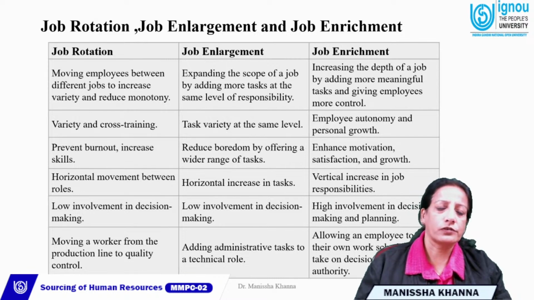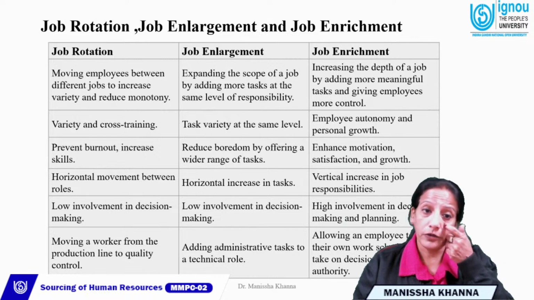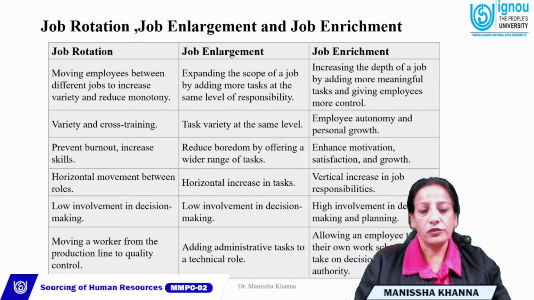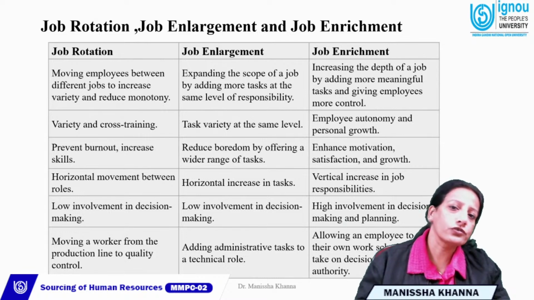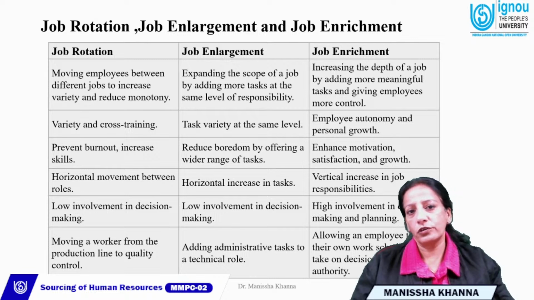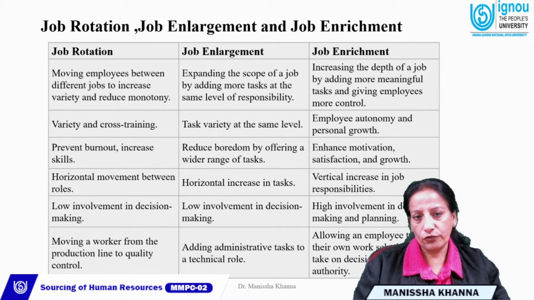It is normally seen in the banking industry, to prevent burnout and increase the skill of particular employees, with horizontal movement between the roles. But there is low involvement in decision making, because they hop on and change their jobs or tasks on and on. Moving a worker from production line to quality control is also very common in plant layouts, because that is a very interrelated work portfolio.